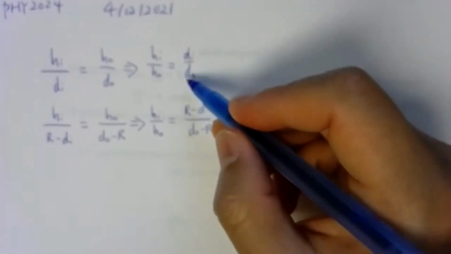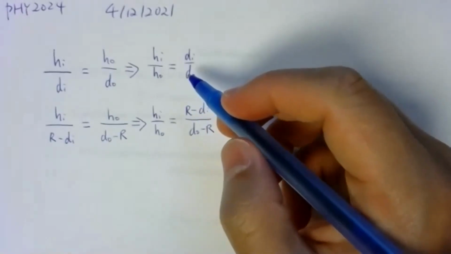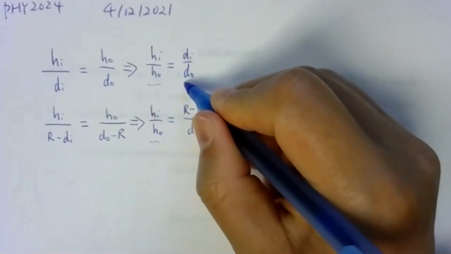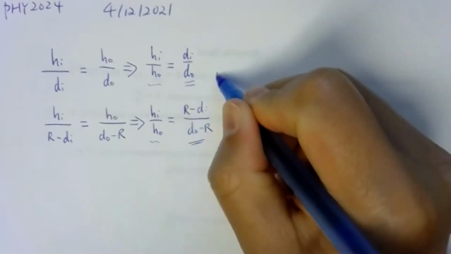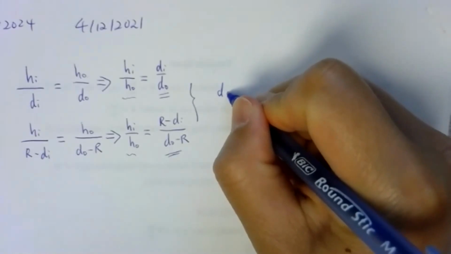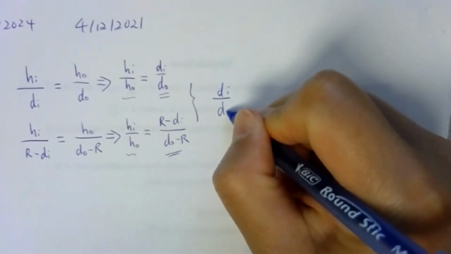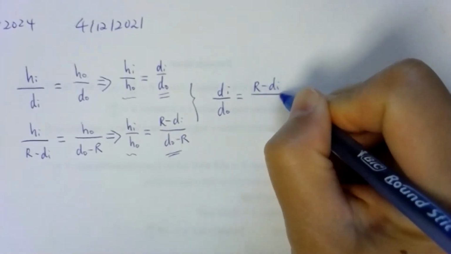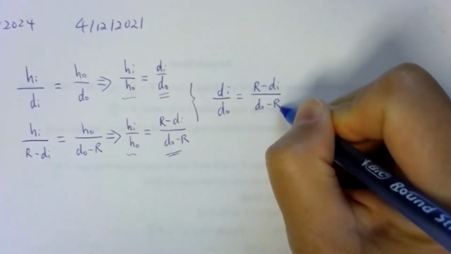Then you can compare these two equations. You'll come to the conclusion that because the left-hand sides are the same, the right-hand sides should also be the same, so they should equal each other. So you can write that DI over DO should be equal to R minus DI over DO minus R.